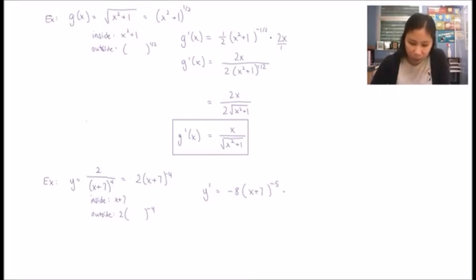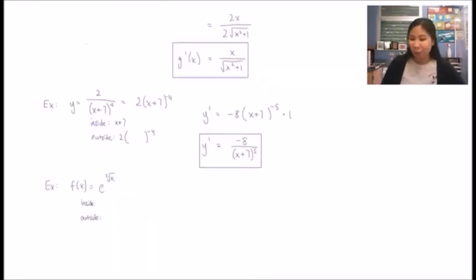Okay, then we're going to multiply all of that by the derivative of the inside. The inside stuff was x plus 7, so the derivative of x is just 1. And the derivative of the 7 is just 0, so we're just multiplying by 1. Multiplying by 1, I would end up with the same thing, so rewriting this nicely so that we don't have negative exponents anymore. It's just going to be negative 8 on top, (x plus 7) to the 5th power on the denominator. And that's it.